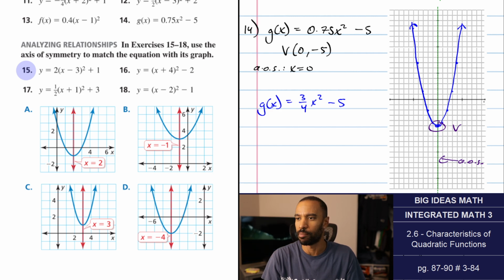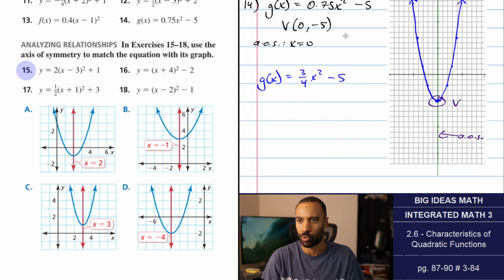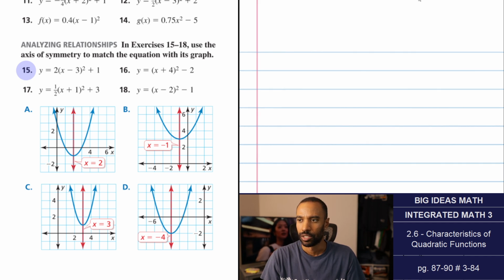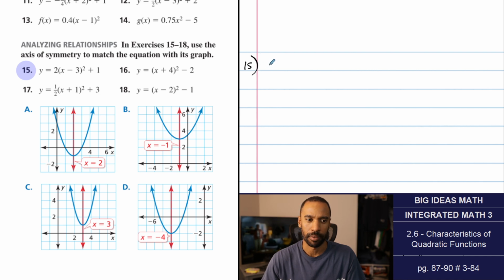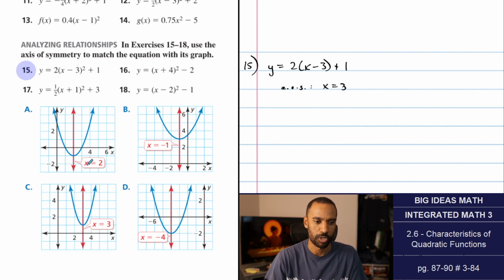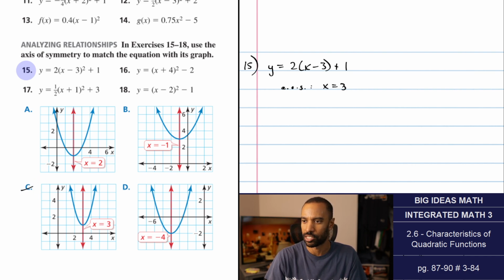All right, numbers 15 through 18. Use the axis of symmetry to match the equation with its graph. Doesn't really sound like we have to actually do graphing because they have the graphs there. So I'm going to copy very little on this problem. I'm going to write down the problem. I'm going to tell you what the axis of symmetry should be based on this. Axis of symmetry should be x equals 3, right? Same as the x value of the vertex. So which one has an axis of symmetry of x equals 3? It's C. C is x equals 3, so that's the answer there.